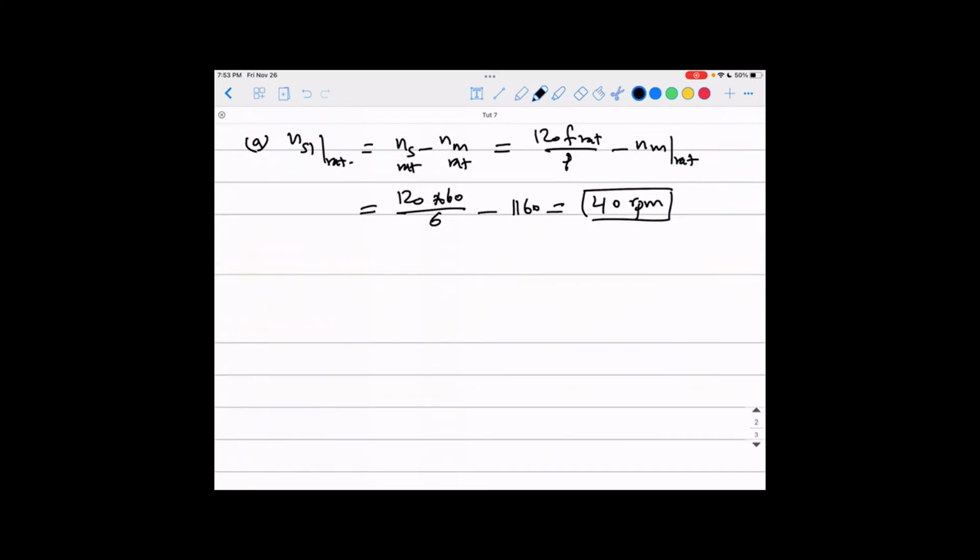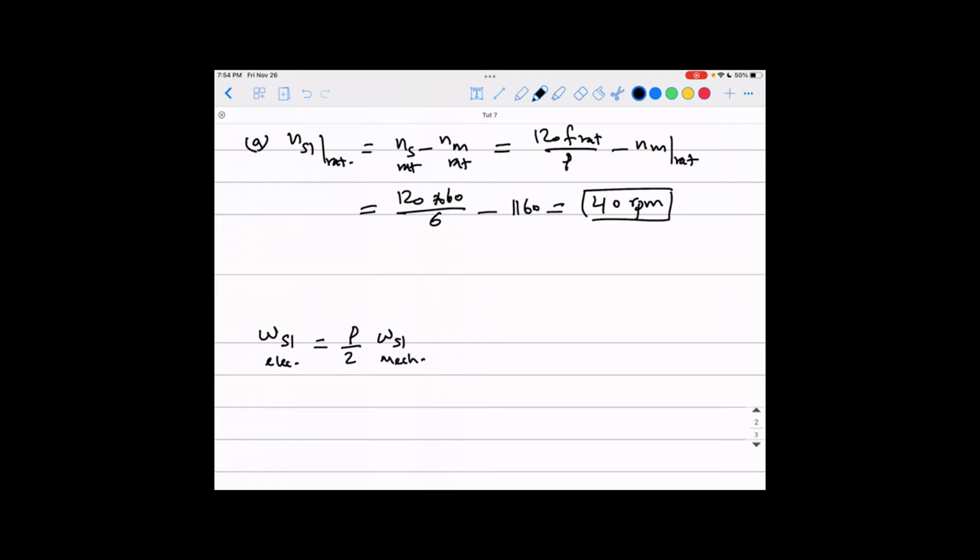Okay. And what about what he wants you to find? The slip frequency as radians per second. So he wants you to find the omega slip, the electrical radians per second, which basically equals P over 2, the number of poles over 2, times omega slip mechanical.